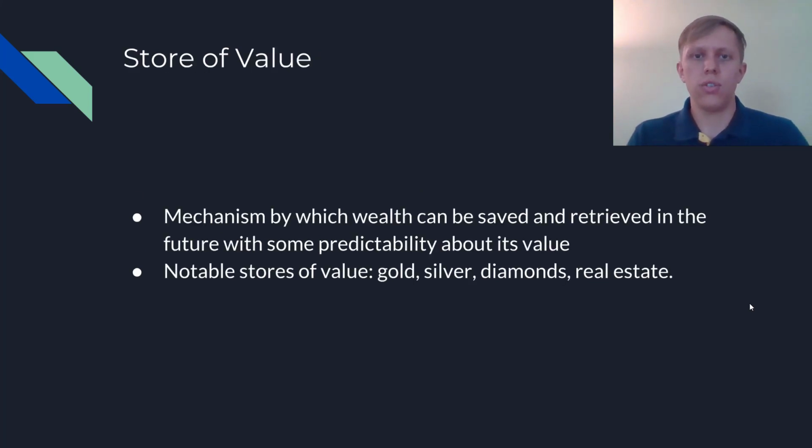It's also a store of value as a characteristic. It basically means a mechanism by which wealth can be saved and retrieved in the future with some predictability about its value. For instance, gold. For the last 5,000 to 6,000 years, it's been used as a store of value because it's always worth the same. There's only so much available of it in the world. And that's one of the notable stores of value: silver, gold, diamonds, and real estate. Real estate is really important, especially if you're able to produce a lot of food and it's a great location.